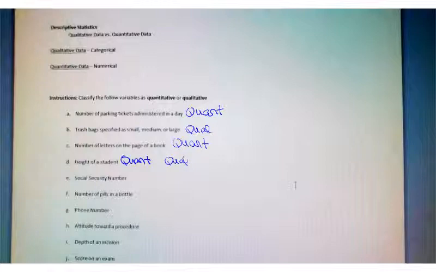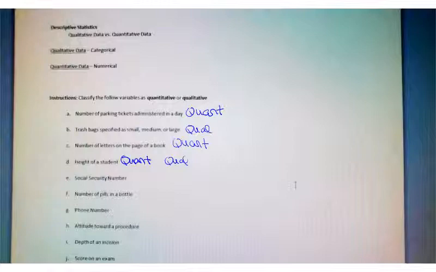Okay, I do promise in exams and things like that, it will not be quite so ambiguous. But in this case, since we're discussing it, it's important to realize that it just boils down to how we're thinking about it. Had I specified this as height of a student in centimeters, that would have made it quantitative all the way. Okay. Social Security number.